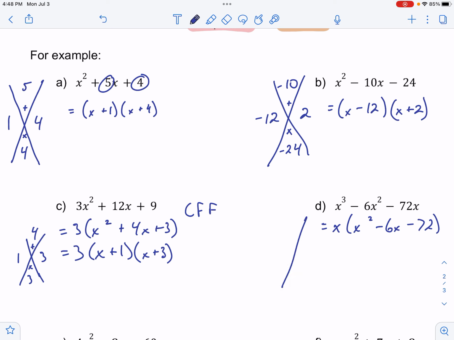I'll use my X pattern to keep track of things. I need two numbers that add to -6 and multiply to -72. And those two numbers are -12 and +6. The x will be brought down with me, but now the factored form of the stuff in my brackets will be x take away 12 and x plus 6.